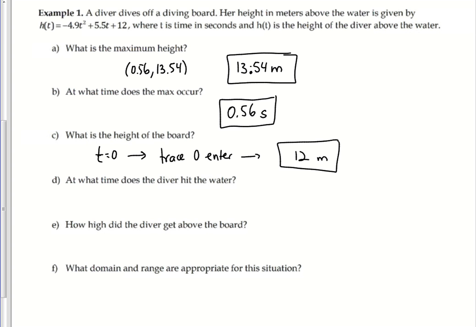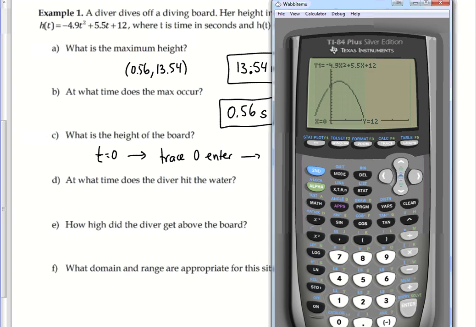Okay, what time does the diver hit the water? Now what do we want? This is why, when I made my window, I had -1 and -1, because I knew I probably would have to find this x-intercept. That's when he hits the water. So I need to go below it and above it. That's why I like to keep a little bit of the negative, so that when I'm doing above and below, finding my x-intercept is a little easier.